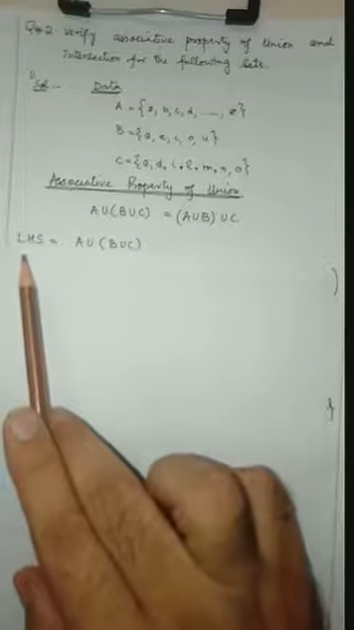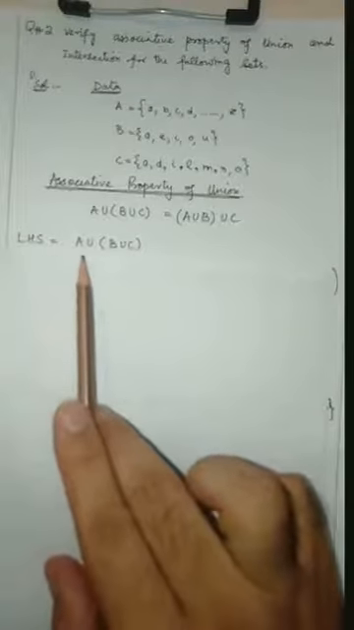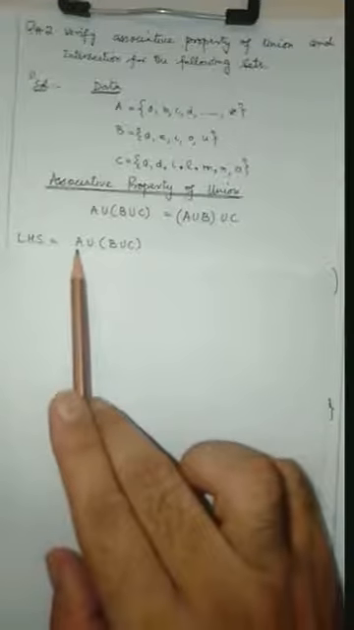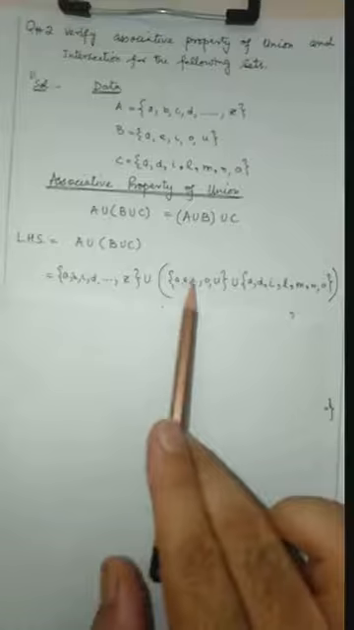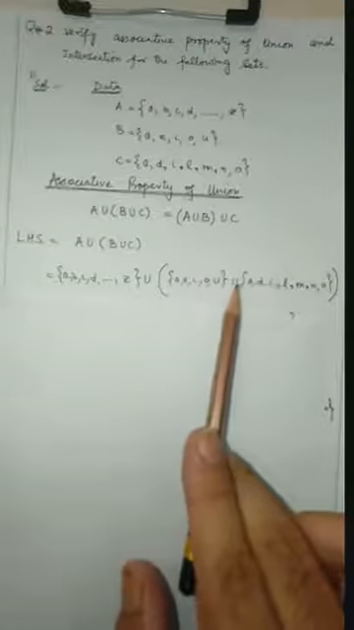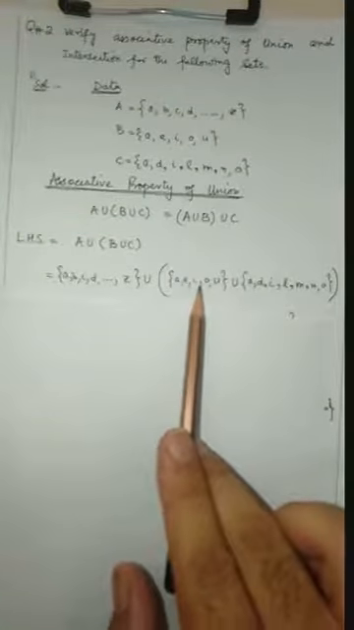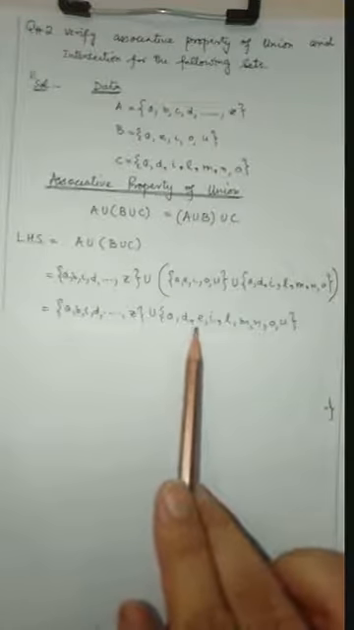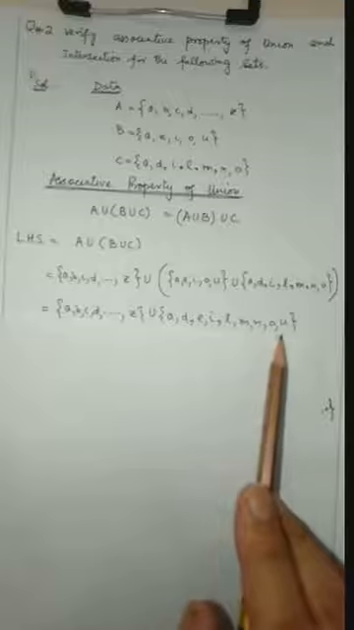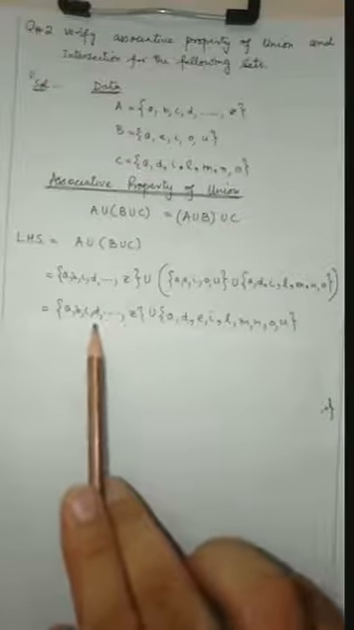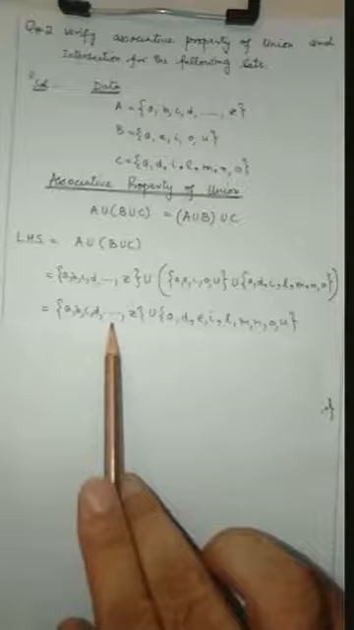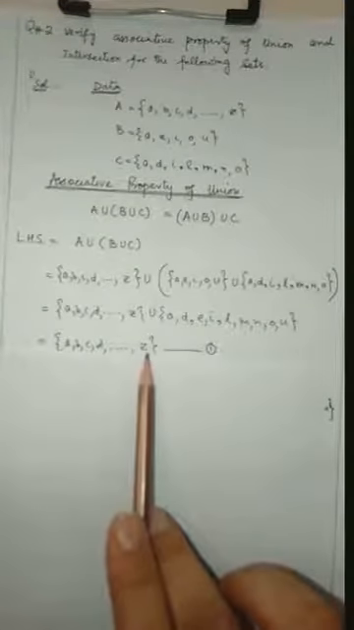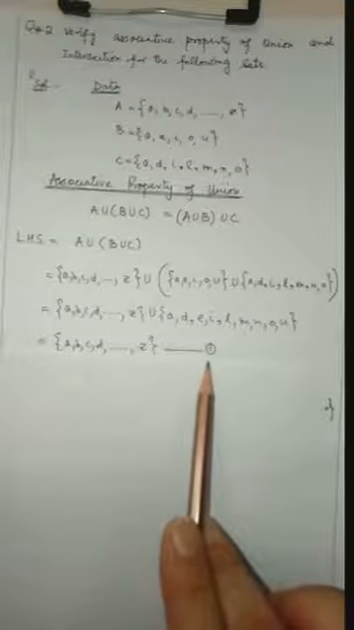First of all, we will verify left hand side. So the left hand side is A union bracket B union C. Now putting the value of sets A, B and C like this. First of all, we will simplify the bracket. Taking union between these two sets, which is equal to A, D, E, I, L, M, N, O, U. Now taking union with a, b, c, d up to z, so the answer is a, b, c, d up to z. This is called equation number 1.